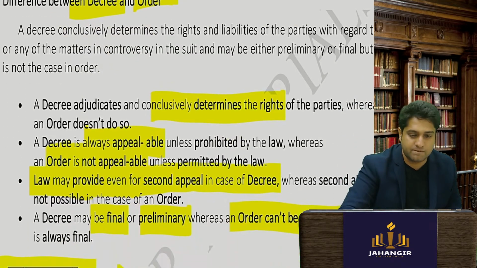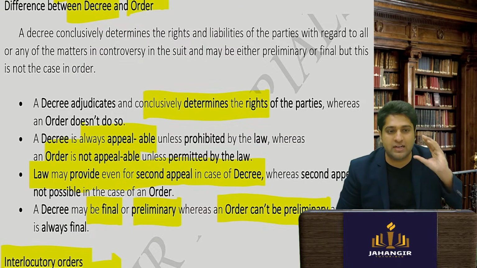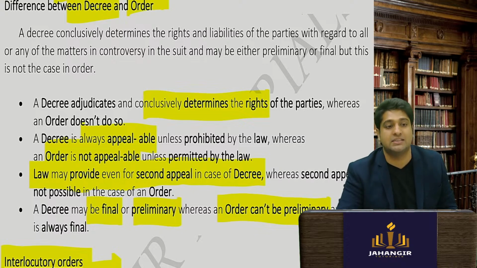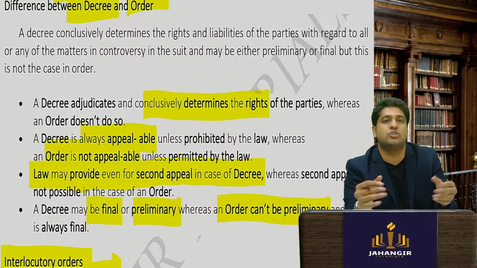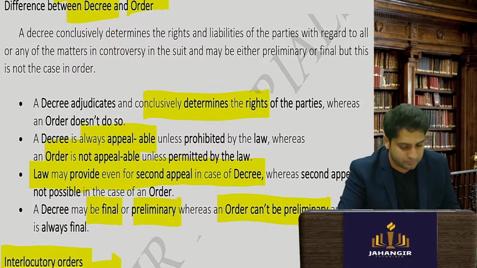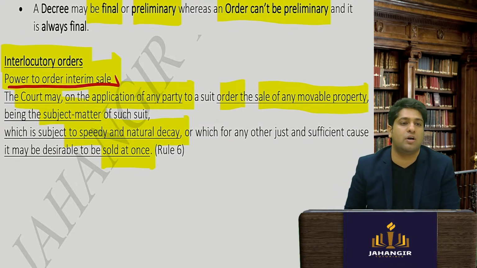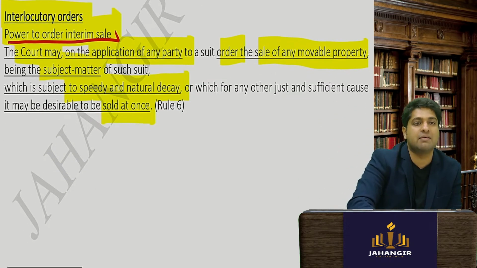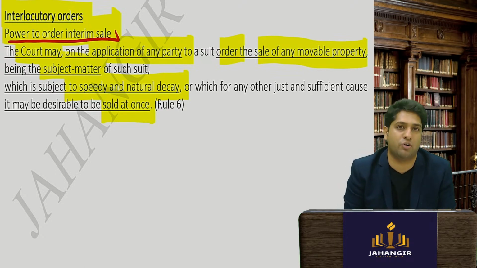Sir, done. Difference between decree and order, done. Decree conclusively determines the rights of the parties. Order does not determine the rights of the parties. Decree is appealable, but order is just a direction, so it is normally not appealable. Decree can be preliminary or final. Order can never be preliminary. Order will always be do it right now. It is always final.